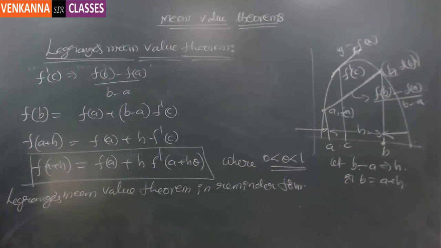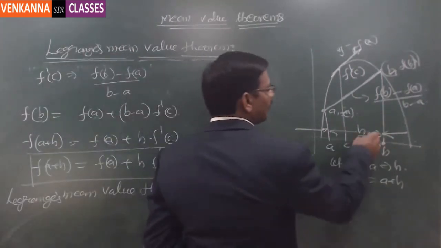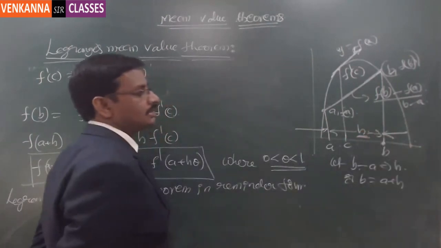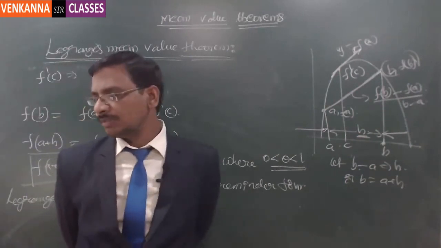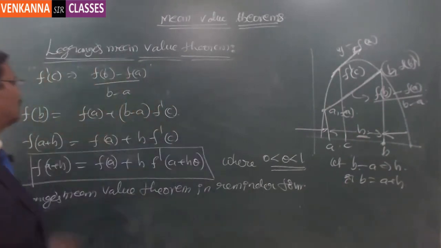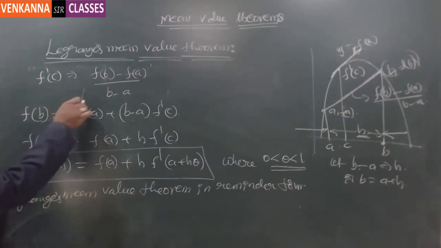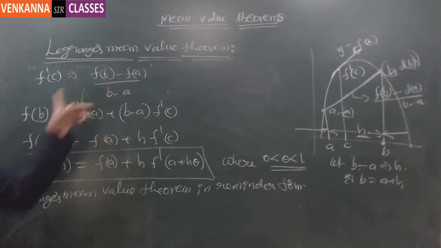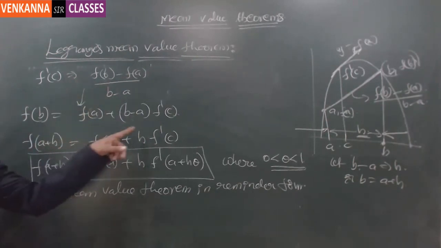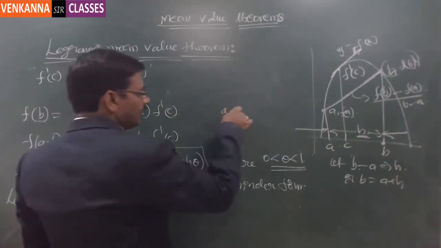Got it? See this. What we have done is, I have introduced a new letter h rather than b minus a. So b minus a is equal to h, then b is equal to a plus h. Then I replace it in the above Lagrange's mean value theorem and write it in this format. I hope this is understood. I have written f of b on one side and the rest of the things on the other side: f of a plus b minus a times f dash of c. And here c is in between a and b.